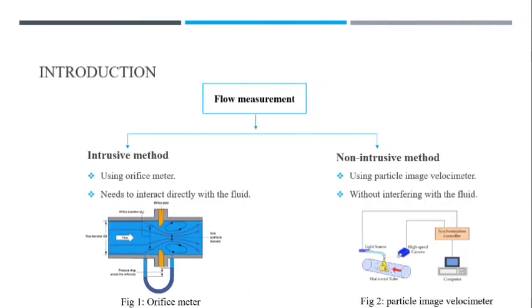First one is introduction. First, we have to study what is the flow measurement technique. There are two techniques for flow measurement. First one is intrusive method, second one is non-intrusive method. In intrusive method, we use orifice meter. The orifice meter needs to interact directly with the fluid. Here is the picture of the orifice meter.